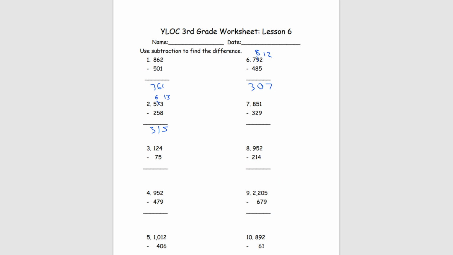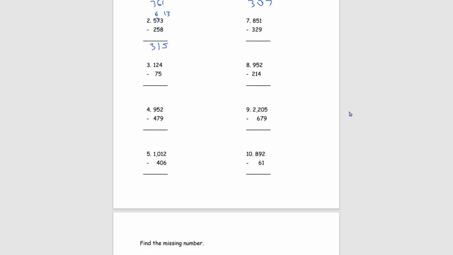And for our last example on this page, let's look at number 9. Number 9 says we have 2,205 minus 679. Since we know that 5 minus 9 is impossible, we move to the next one. 0 minus 7 also is impossible. Move over to the next one. 2 minus 6 is impossible too. So we have to borrow 1 from this 2 right here.